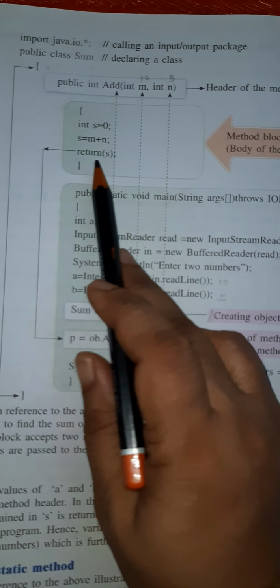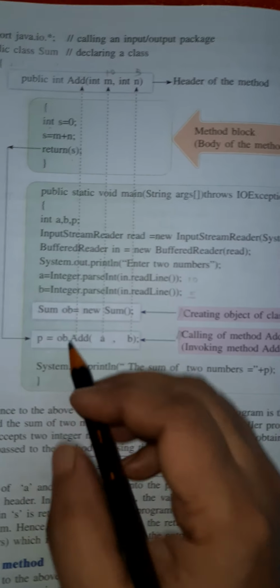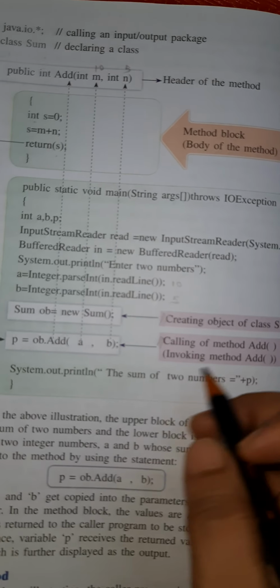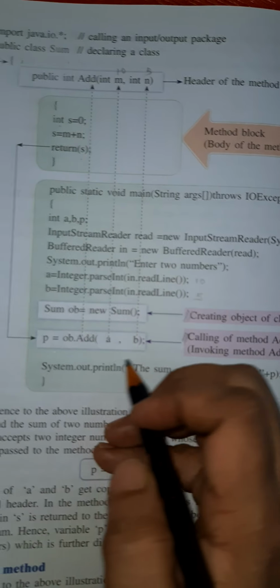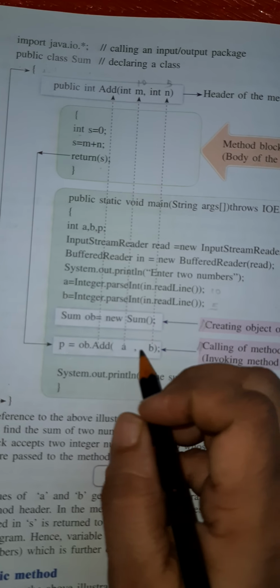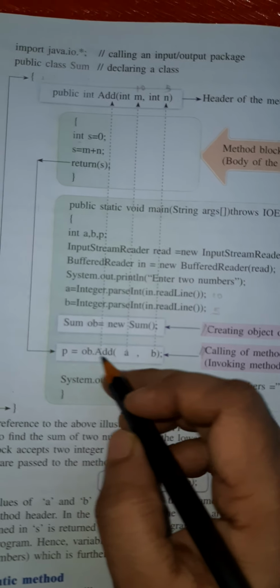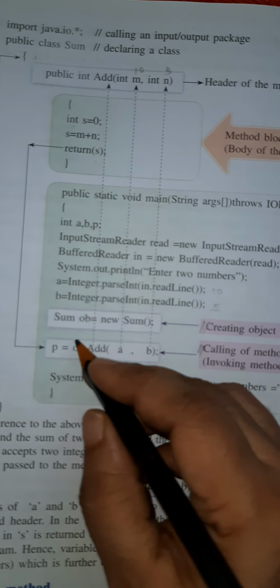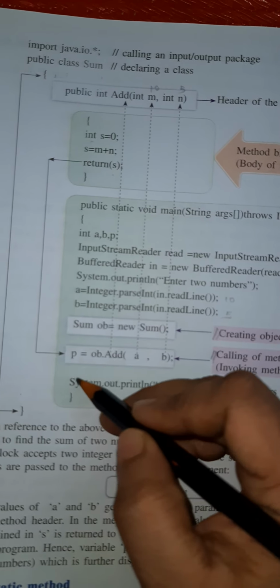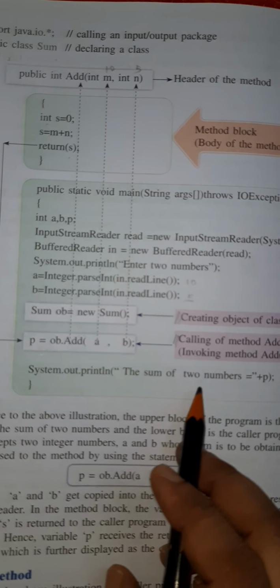Since we are not having System.out.print, this value has to be kept in a variable. So we are calling the method add, invoking the add method. After calling it, the value which s gives has to be stored somewhere. So we have written p = ob.add(a, b). The s value will come and get stored in p. After that, we have displayed the value of p.